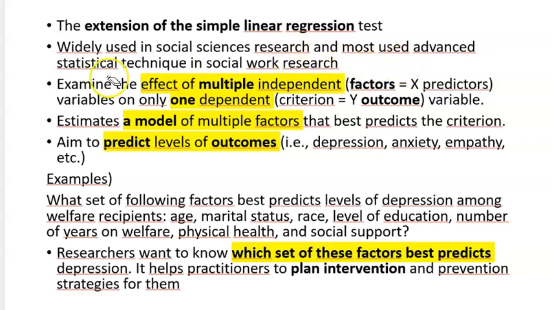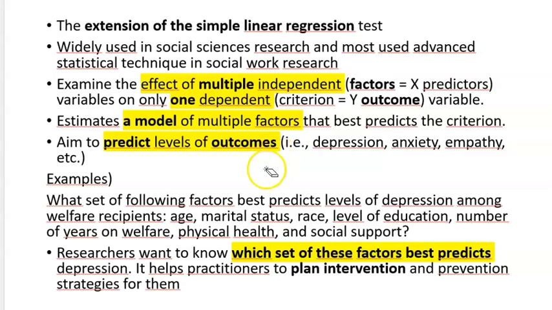It is the most used advanced statistical technique in social work research. It examines the effect of multiple independent variables, that is, factors or predictors. You can have 1, 2, 3, 4, as many as you like, and only one dependent variable, that is the criterion, the Y outcome. So your outcome is affected by the factors, the independent variables, and you will also obtain the variance of each factor. It estimates the model of multiple factors that best predicts the criterion.